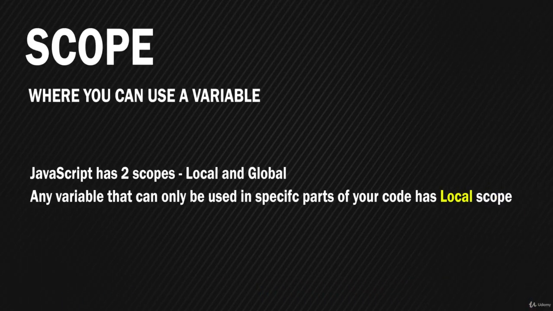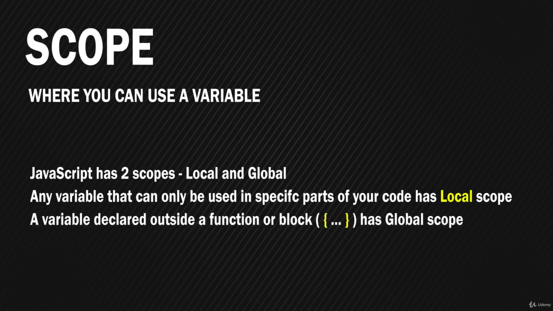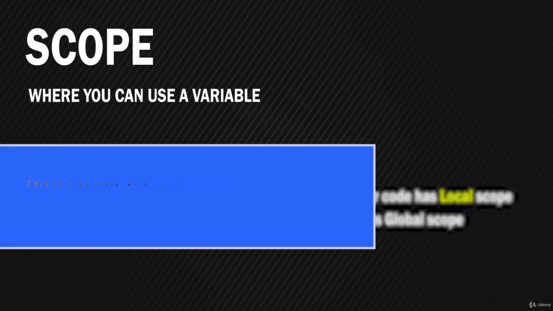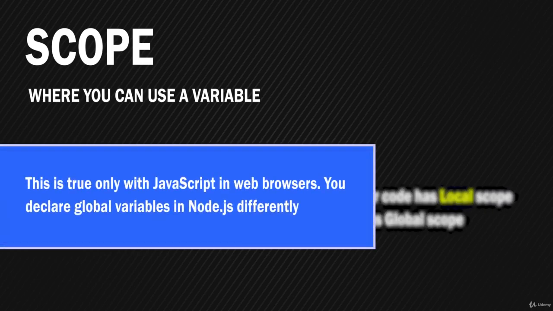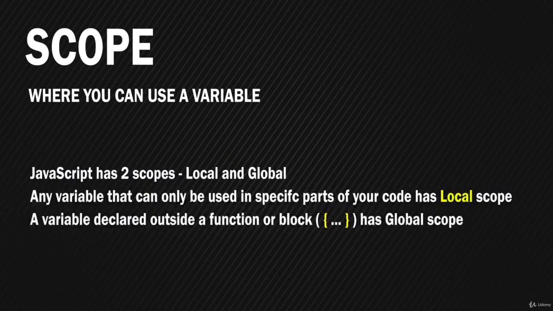Sure, so we're back. Well done. We've done locally scoped. Now let's get on to globally scoped. A variable declared outside of a function or a block, and all I mean by a block is curly braces, has global scope. And something worth pointing out is that this is only true with JavaScript in web browsers. To declare global variables in Node, you've got to do things a little bit differently.